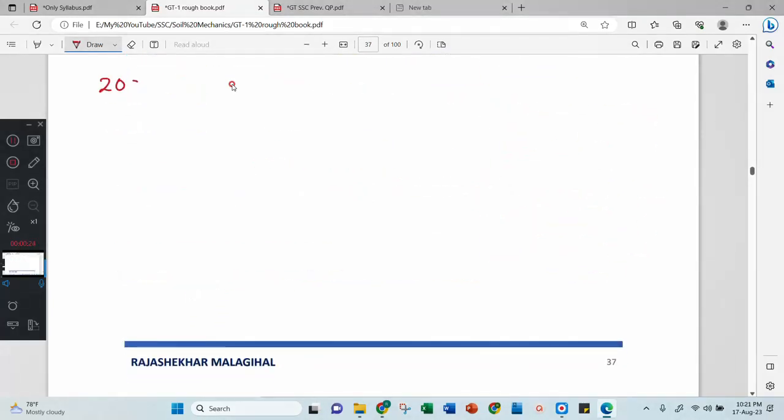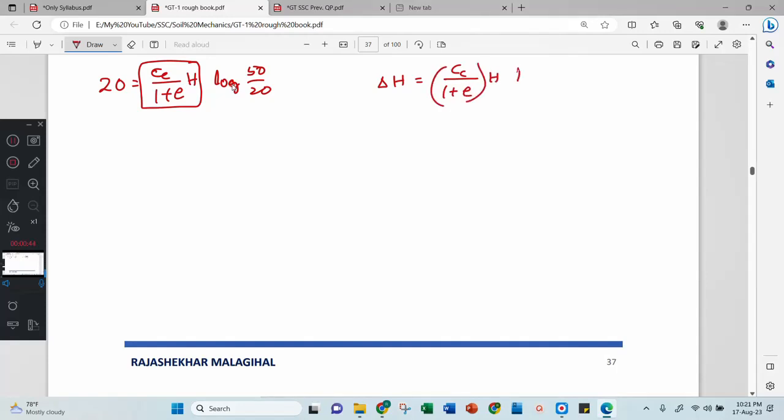20 equals Cc divided by 1 plus e into H as one parameter into log of 50 by 20. That is one equation. Another equation: delta H, or settlement, equals Cc divided by 1 plus e into H into log of 100 by 50.